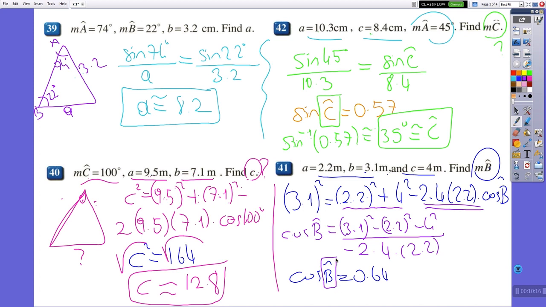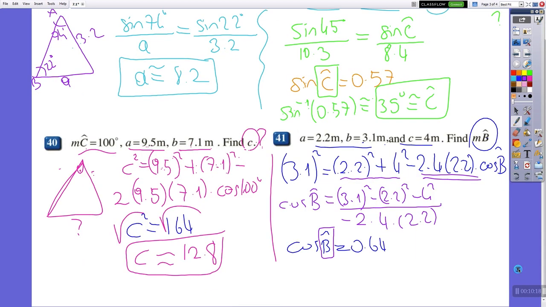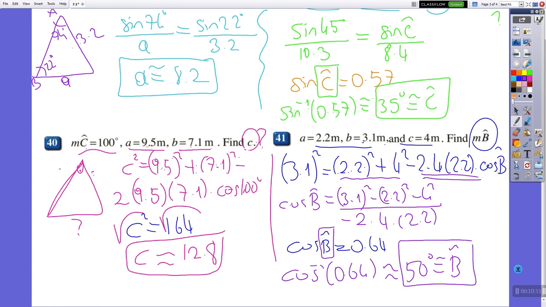You're going to use inverse cosine. So inverse cosine of 0.64 is approximately 50 degrees. So your angle B is approximately 50 degrees. So that's it for this topic.